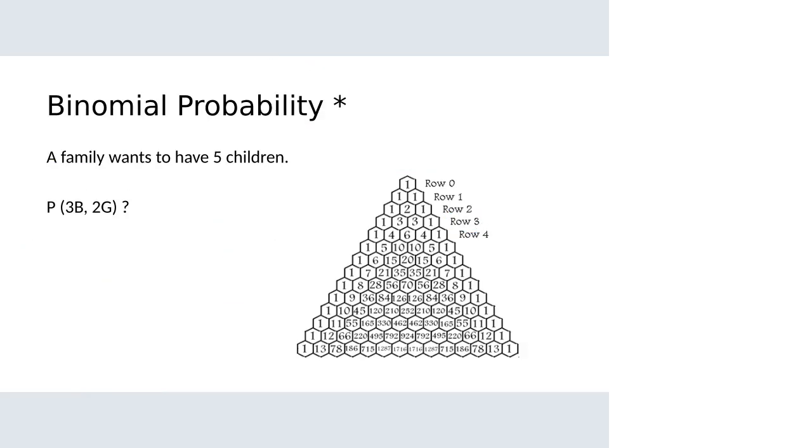All right, fantastic. Now I want you to try one. A family wants to have 5 children. What is the probability that they get 3 boys and 2 girls? And I'm just going to let you try this. I'll set up a poll for it.